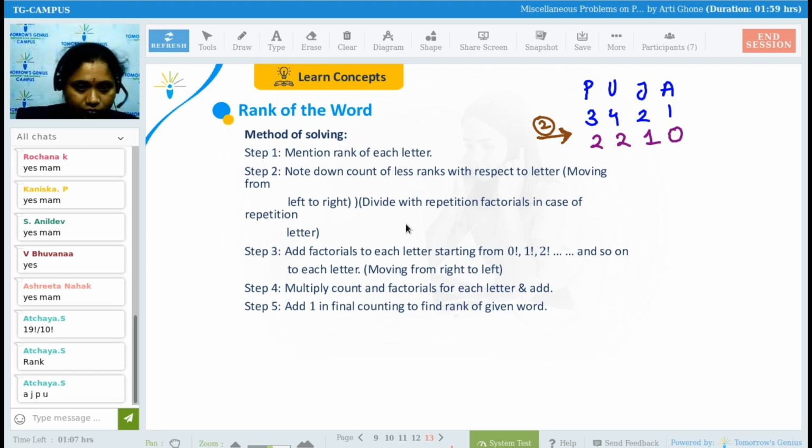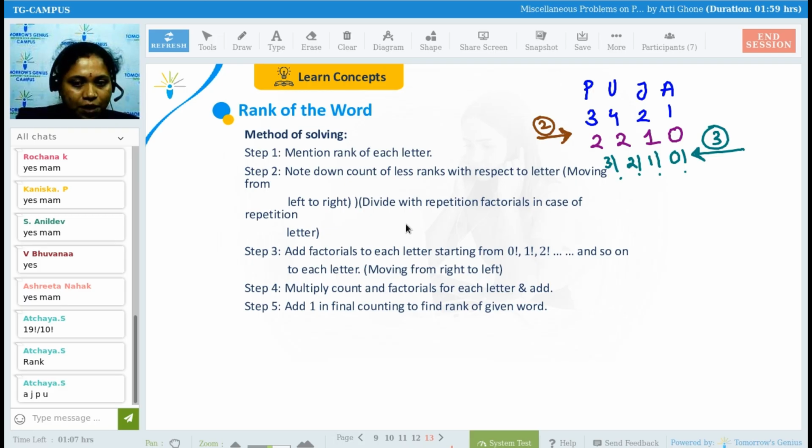Okay, now add factorials to each, starting from 0 factorial and so on, moving from right to left. Now we have to change the direction. We are taking step 3 from right to left. This is a shortcut actually. The long cut is there in your textbook or in many reference books, but this is a shortcut I am directly telling you. So now we are moving right to left with 0 factorial, 0 factorial, 1 factorial, 2 factorial, 3 factorial. Clear? Up to this is clear.